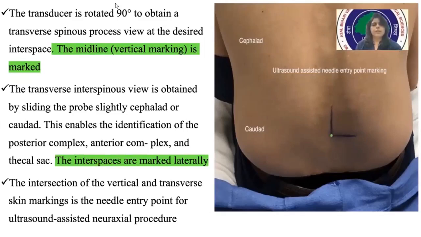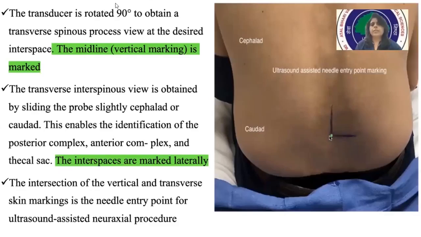Then you will keep your curvilinear probe in the interspinous space in between two spines, where you can just imagine if your probe is here in the interspinous space, you can identify the good interlaminar space which you should approach, and mark a horizontal line.